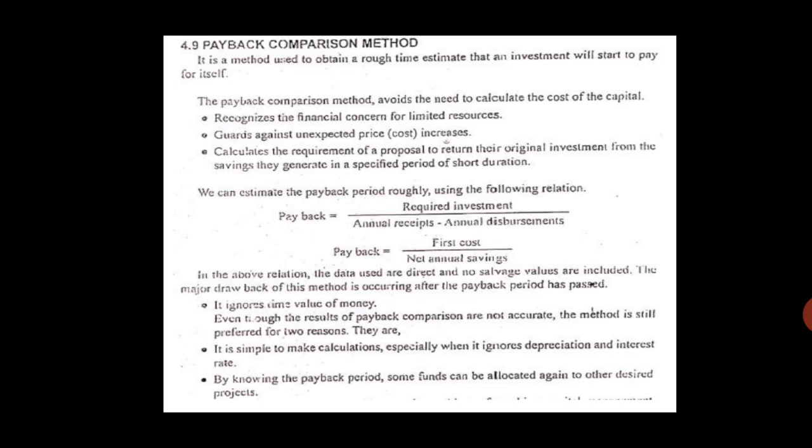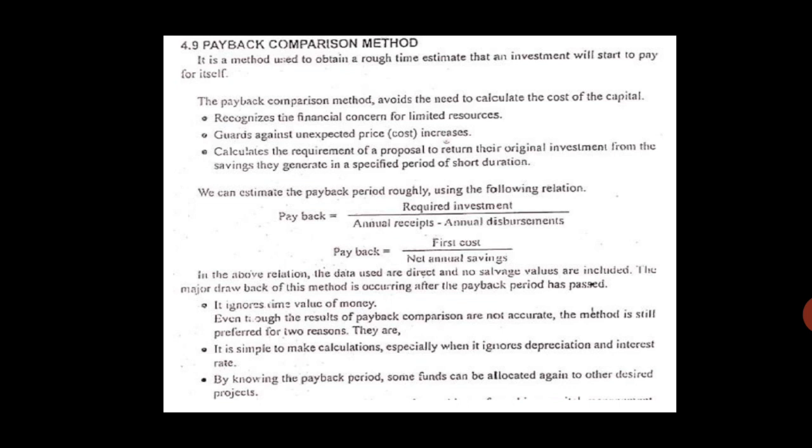So the lower the payback period, the better the proposal. Normally when engineering investments are made, we look for shorter payback periods. In the above relation, the data used are direct and no salvage values are included, so the scrap value of the car is not included. But it has got some drawbacks. The first drawback is it does not involve the time value of money, because the 1 lakh rupees you are getting this year is not equivalent to the 1 lakh rupees you are getting after 5 years. So it ignores the time value of money.